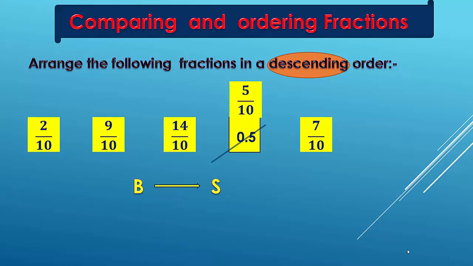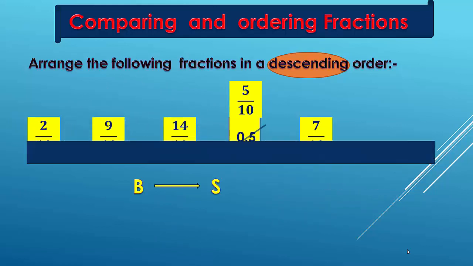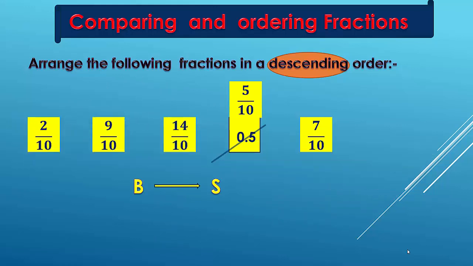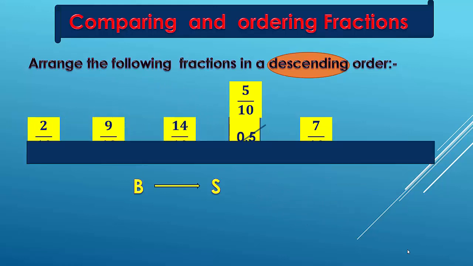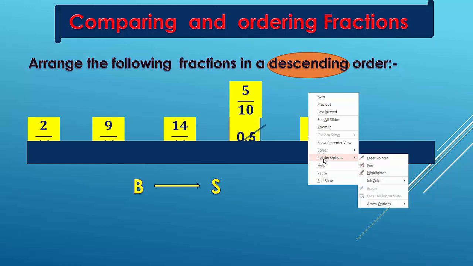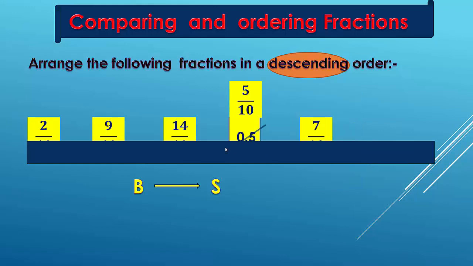Here I have all these fractions with the same denominator. Then I can hide the denominator, teacher, and arrange the numbers by the numerator. So which is the greater number here? 9, 2, 14, 5, or 7? Which is the greater number here, my students? The greater number here is 14.